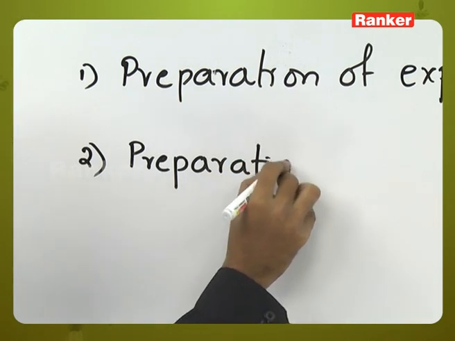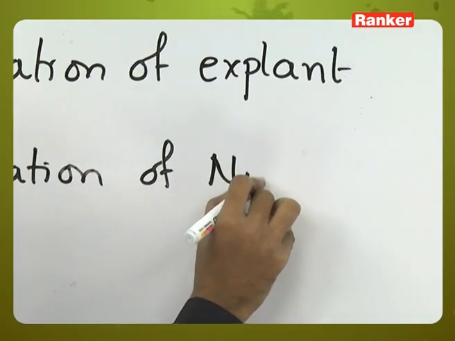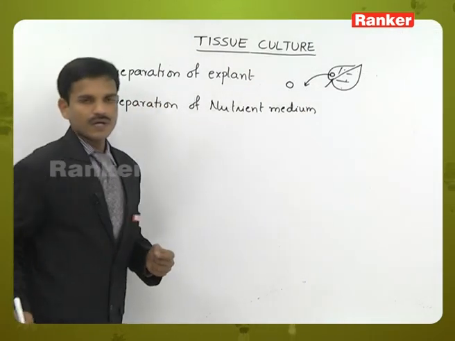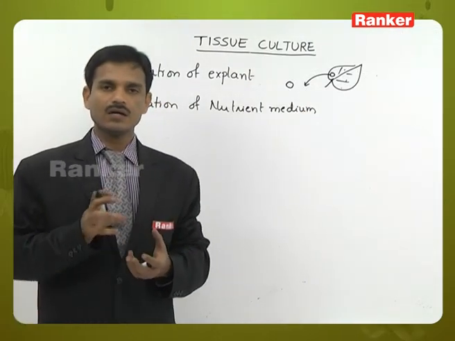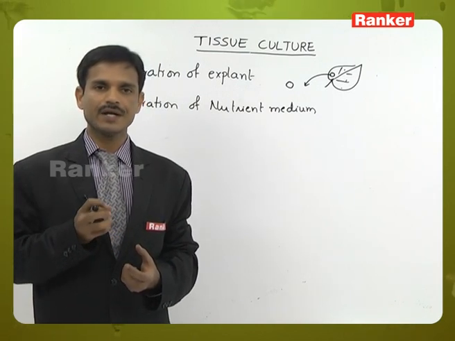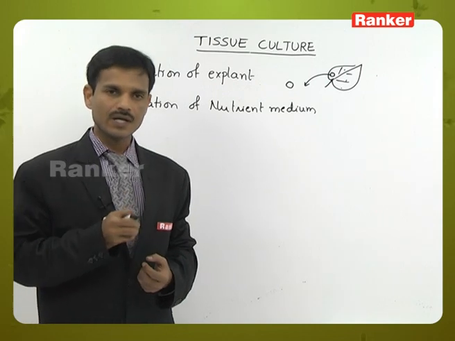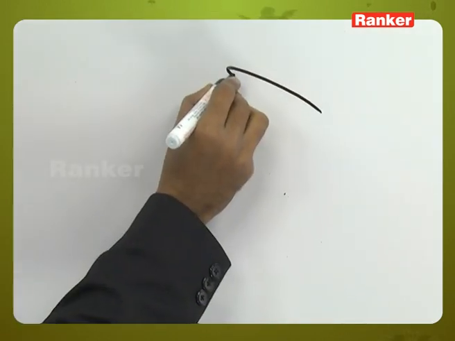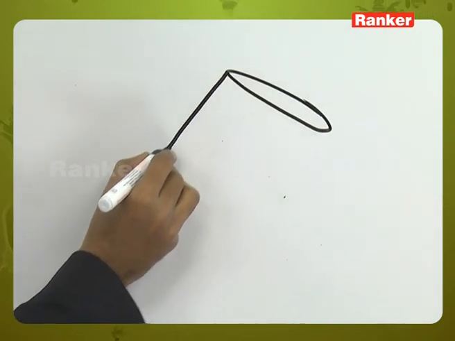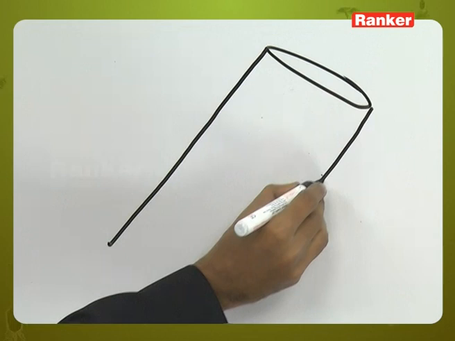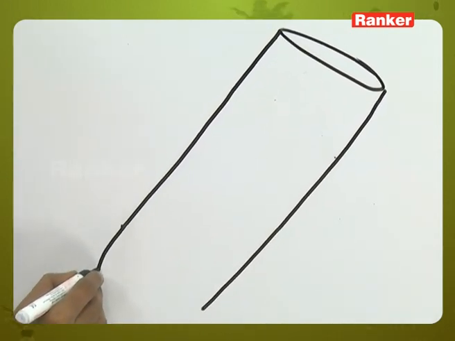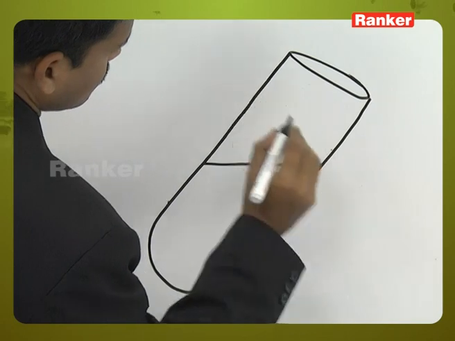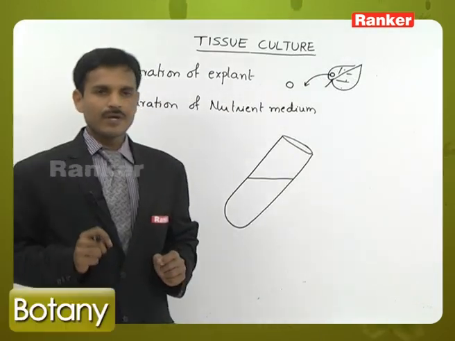The second step is preparation of nutrient medium. The nutrient medium has all the enzymes, hormones, and nutrients or minerals. Water content and carbohydrates are all present in the medium. So, this is the preparation of nutrient medium.